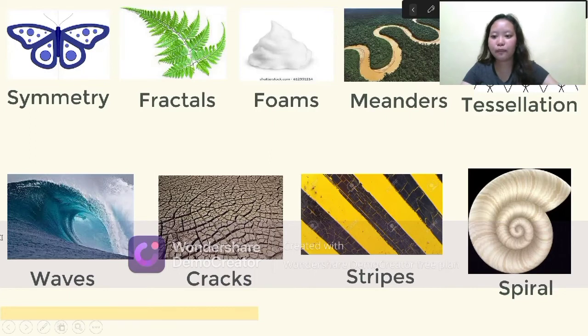Here are the examples of patterns in nature. First, the pattern you see on the screen is a butterfly and we call it symmetry. The next is the fractals, or so-called leaves or trees. Next to it is the foam or bubbles. Next, the meanders, the tessellations, the waves, the cracks, stripes, and also the spiral. All of the pictures on the screen or phenomena create a repetition.